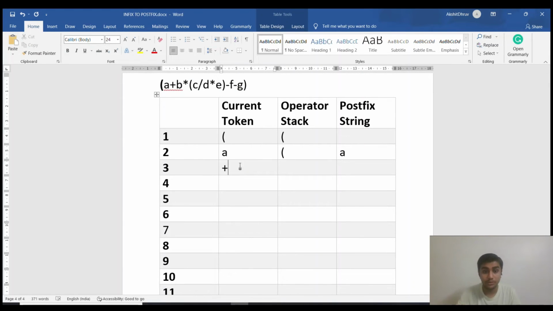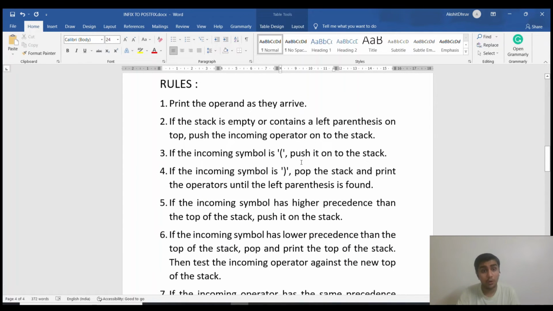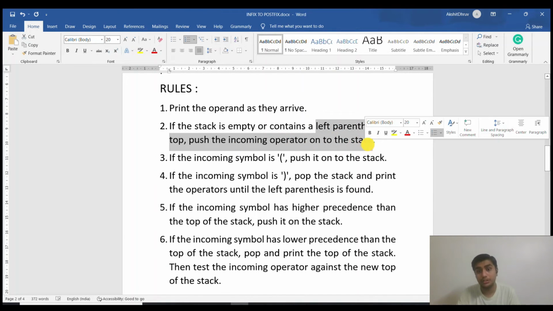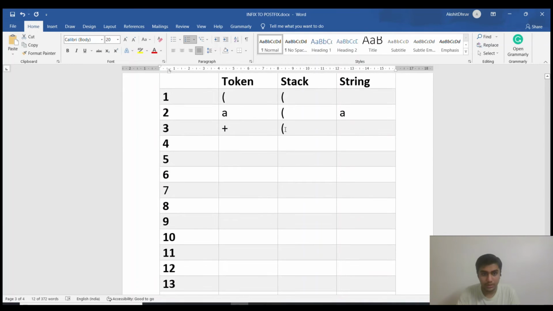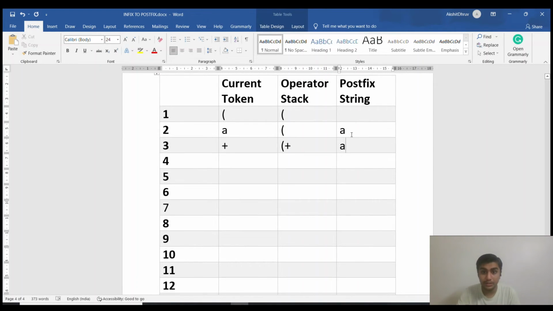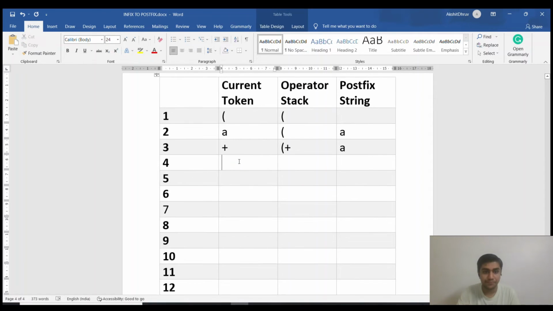Now plus comes. So what is the rule? If the stack is empty or it contains a left parenthesis, then push the incoming operator. Yes, it has a left parenthesis on the top. So we will just push the incoming operator. What will be the output? It will remain the same. If there is no change, we copy the same thing that was there at the previous step.